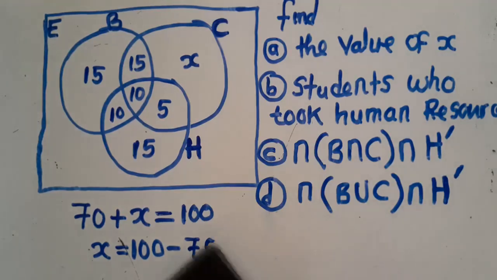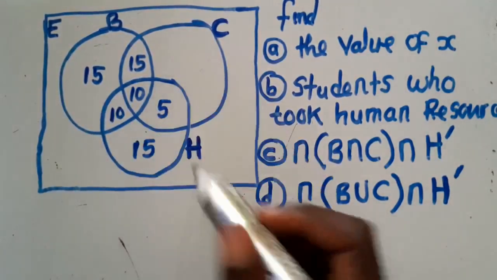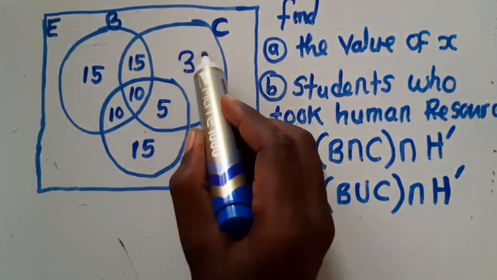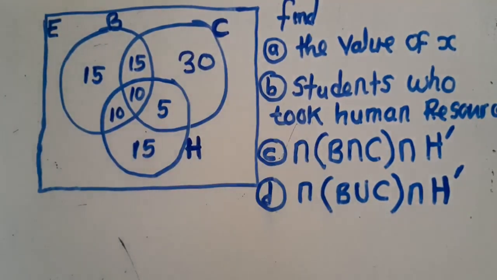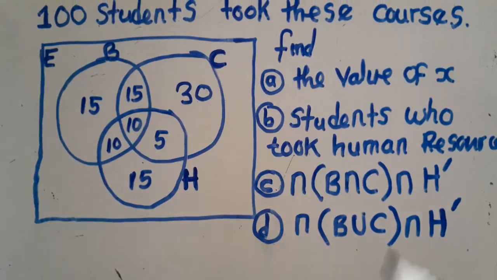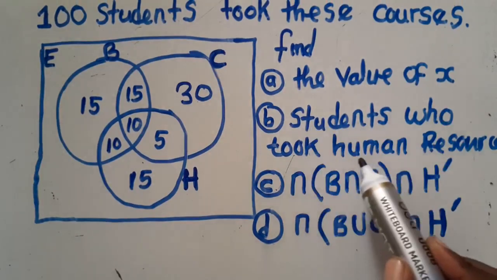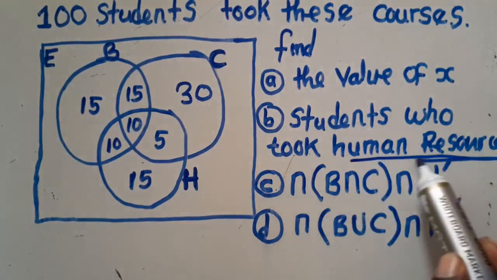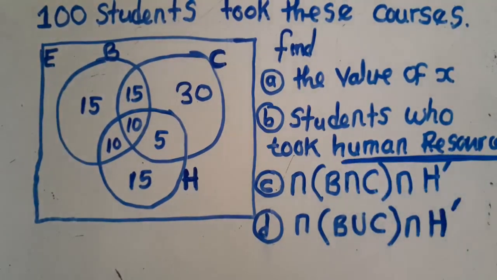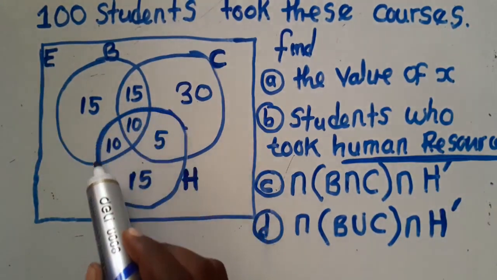So x is 30. So I can do this. Where there is x there, I can put a 30 so that I answer the following questions properly without any contradiction with unknown values. So the next question is saying, find students who took human resources. Students who took what? Human resources. So students who took human resources are these students which are here. Have you seen?